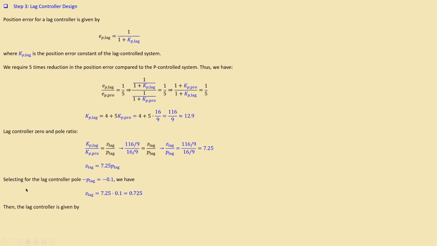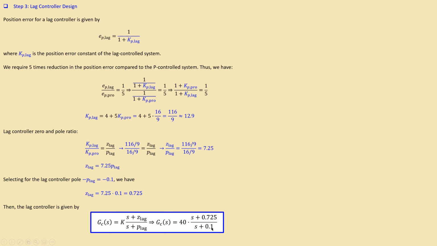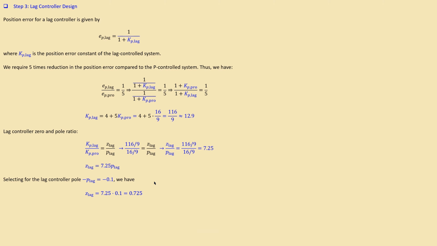So then the lag controller is given by this expression. If I just, of course, know the 0.1 and the 0.725, you will have this. And we will assume that the K is just 40. Of course, you can recalculate this using S plus 0.725 divided by S plus 0.1, keep K as an unknown, and then calculate again using the design point Q1, and you will see that K will be very close to 40. So that analysis is actually not done here.